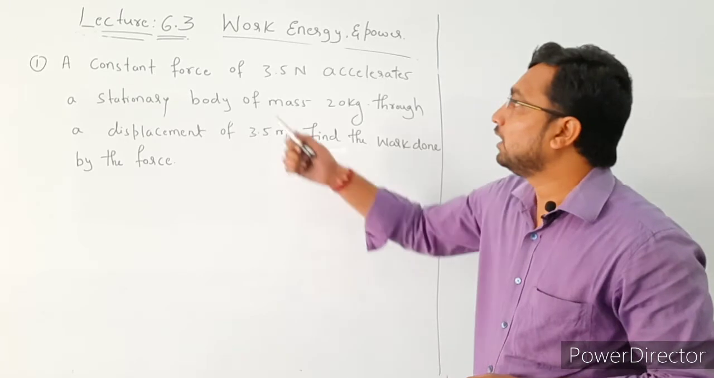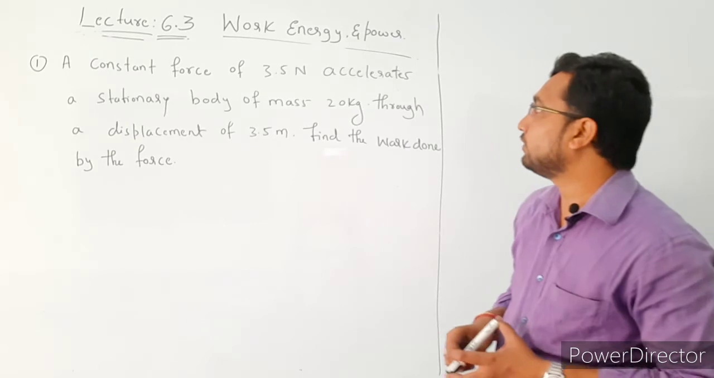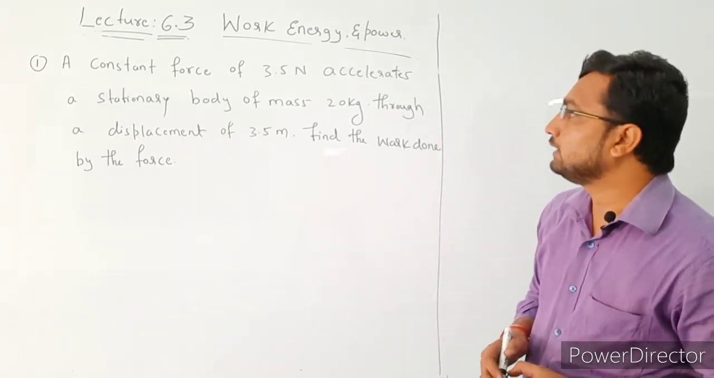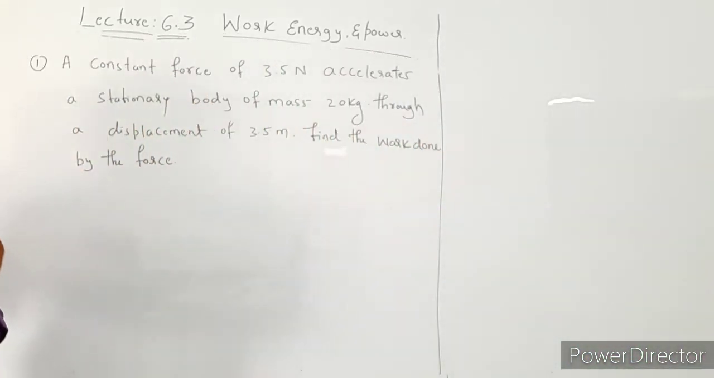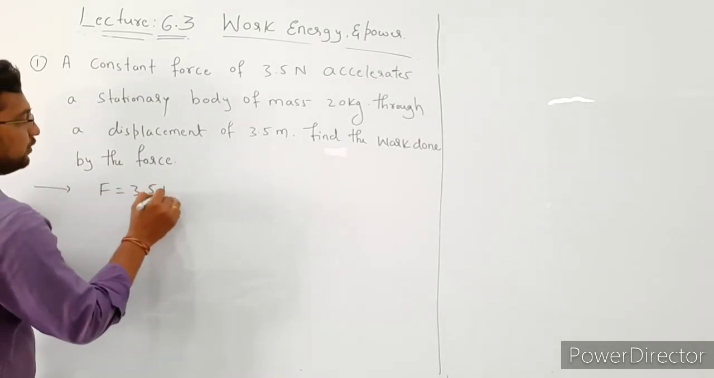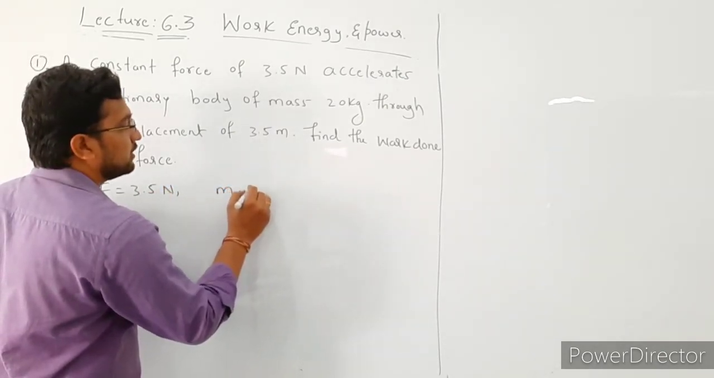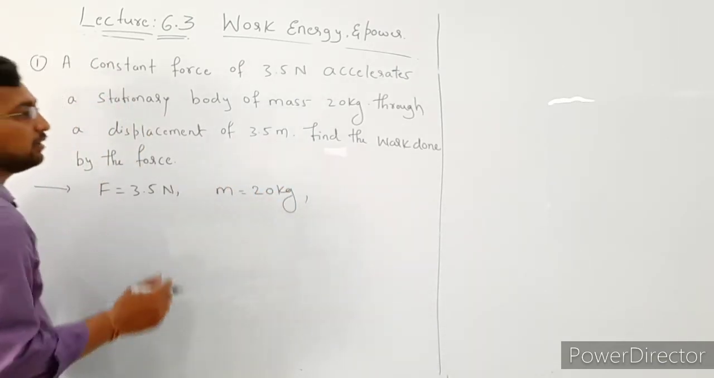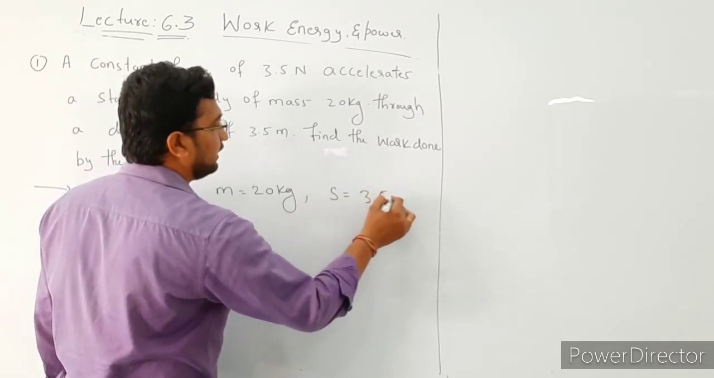The problem here: a constant force of 3.5 Newton accelerates a stationary body of mass 20 kg through a displacement of 3.5 meter. Find the work done by the force. In this problem, the force is given, F is equal to 3.5 Newton. This is a constant force, and the mass of the body is also given, that is 20 kg, through a displacement of 3.5. So the displacement S is equal to 3.5 meter.